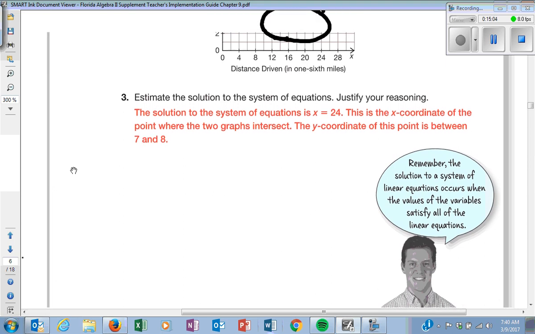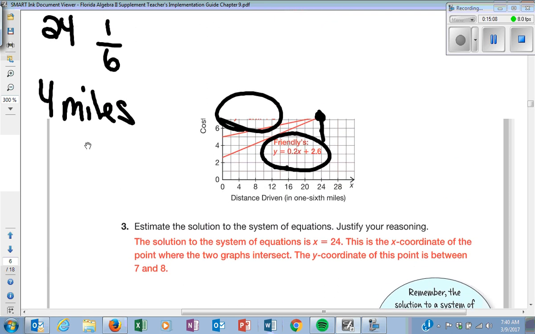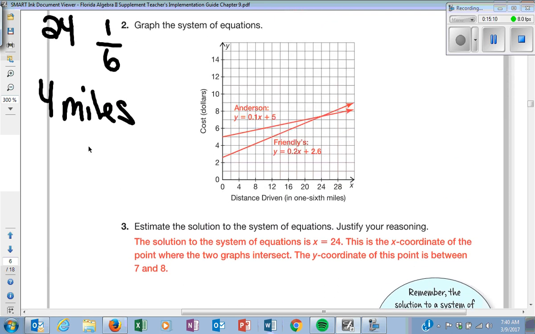The y-coordinate of this point is between 7 and 8. So they go over and they say at 4 miles, or 24/6 of a mile, it's going to be right between here. It's going to be about $7.50 for that total ride. Does everybody understand how it's between? This is the cost in dollars. This is how far you've driven. You with me?